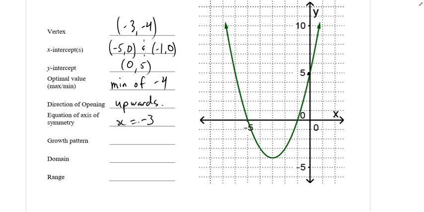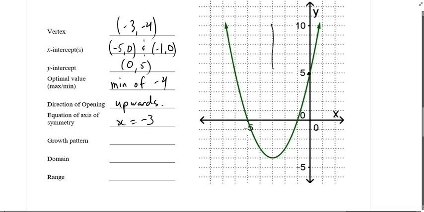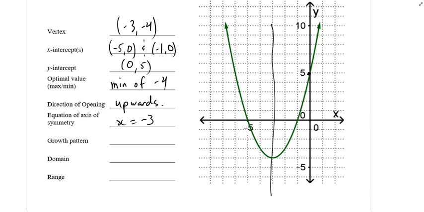Because that looks like an equation of a line. X equals -3. It's an equation of a vertical line that goes through -3. And if I was to draw it, it would go like this, and it cuts it in half. It's not a point. It's a line. Does that make sense?